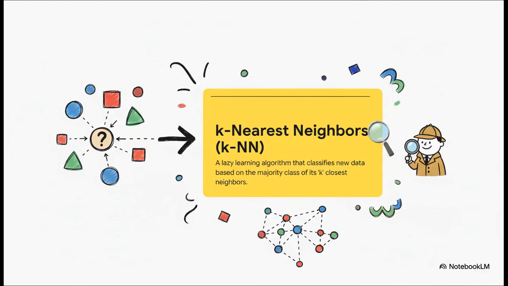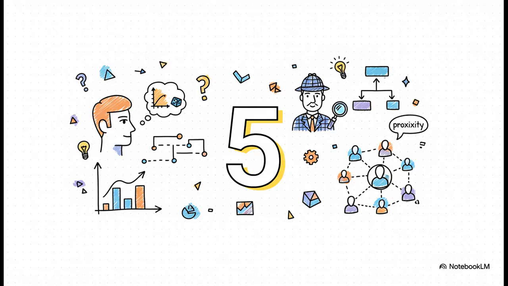Nope, it just memorizes the entire data set. That's it. Then, when a new, unknown data point comes along, it just looks around at its closest neighbors to figure out what it is. And that K, what does that stand for? It's just the number of neighbors you decide to ask.